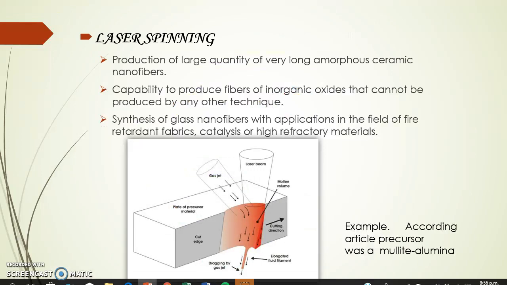Okay, for the nanofibers, a technique for obtaining them is laser spinning. In this technique, ultra-long nanofibers are produced. To obtain these fibers, a laser is used to melt a small volume of the precursor material at high temperature, while using a supersonic gas jet to quickly lengthen the molten material. The nanofibers have high-grade applications in the field of catalysis or high refractory materials.